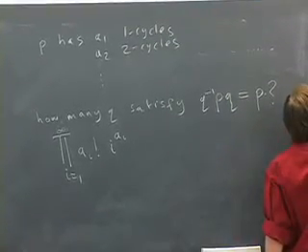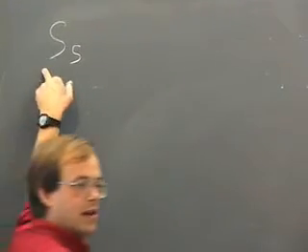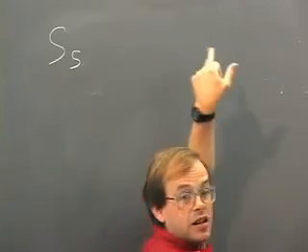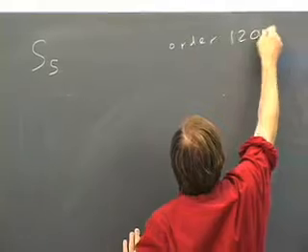Let me actually do a similar exercise. So let me look at the symmetric group on 5 letters. How many elements does this have? 5 factorial, so order 120.